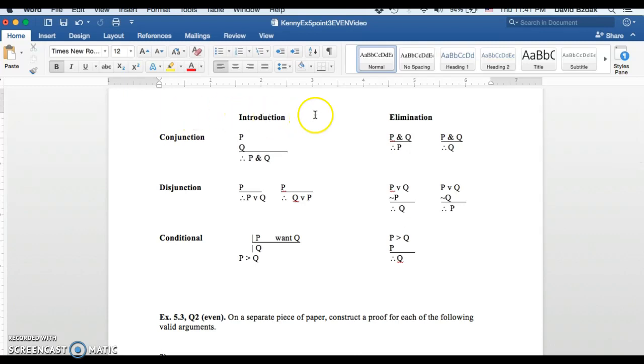So remember, there'll be an introduction and elimination rule for each of the operators. Last two exercises we did these. Well, 5.1 was these four. Then 5.2 added this one. Now we're adding this one. And the conditional introduction rule is a little tricky and a little different from the previous rules.